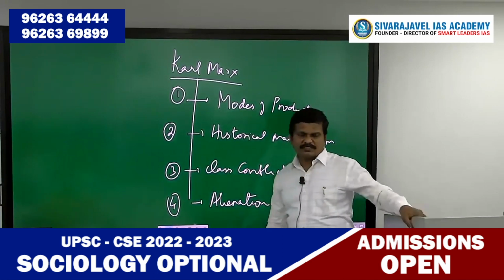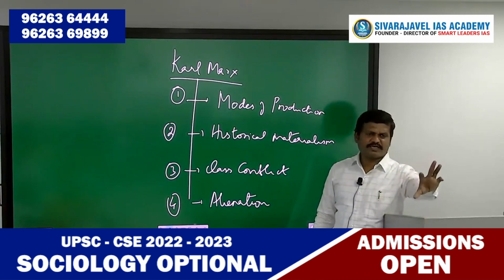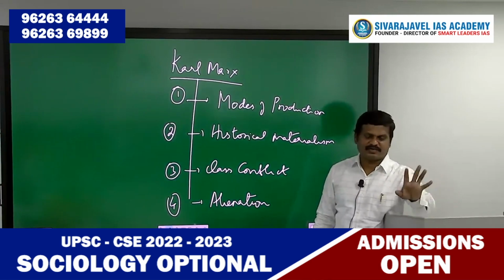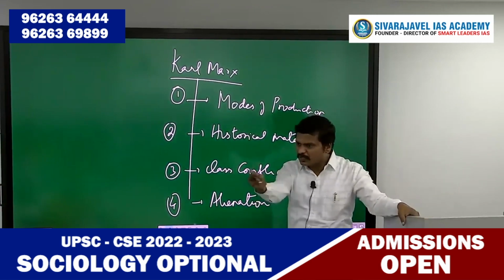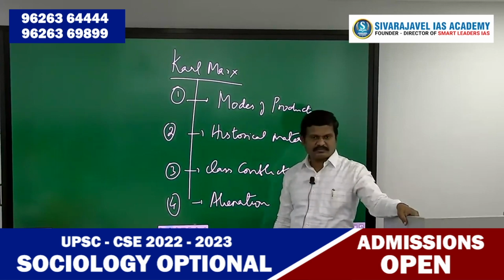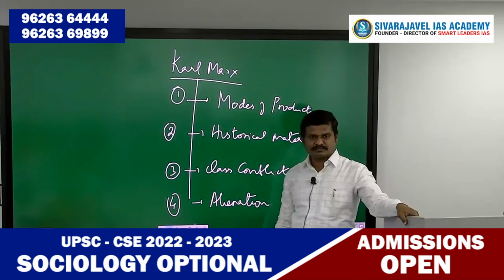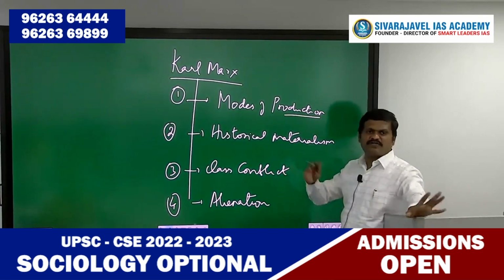So Karl Marx says everything is decided by economy. When Durkheim says everything is decided by society and culture, Marx says everything is decided by economy. If you control economy, you control society. If you control economy, you can control society. So he speaks about how economy is everything.